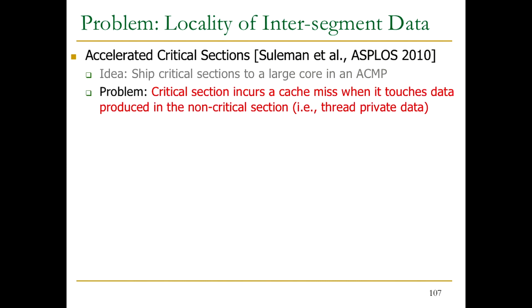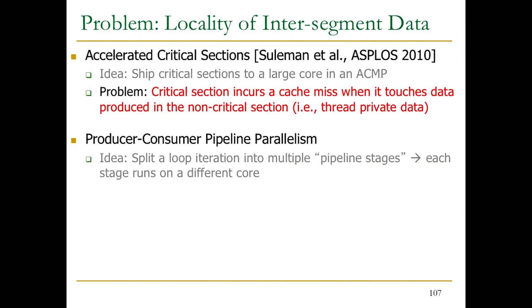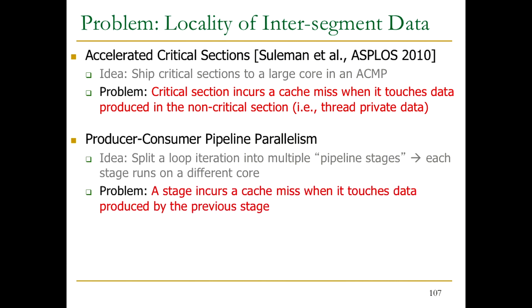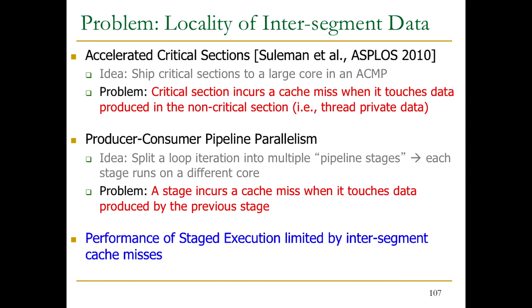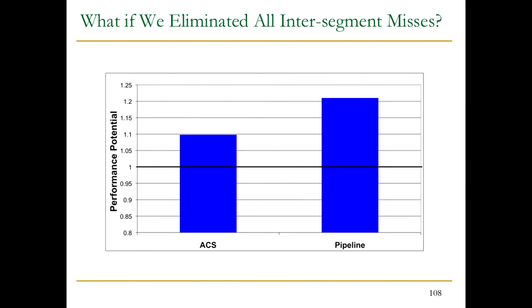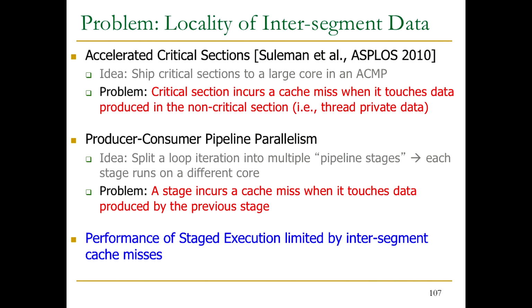A critical section incurs a cache miss when it touches data produced in the non-critical section. In other words, thread private data, right? So that's an example of inter-segment data. In producer-consumer pipeline parallelism, a stage incurs a cache miss when it touches data produced by the previous stage. This is correct now. That's interesting. Basically, the performance of stage execution is limited by inter-segment cache misses. And there's some analysis in the paper that shows this. This is not the best analysis. We could have done a much better analysis, I think, because 10% doesn't sound that exciting, right? But this is basically what you get if you ideally get rid of these inter-segment transfers.